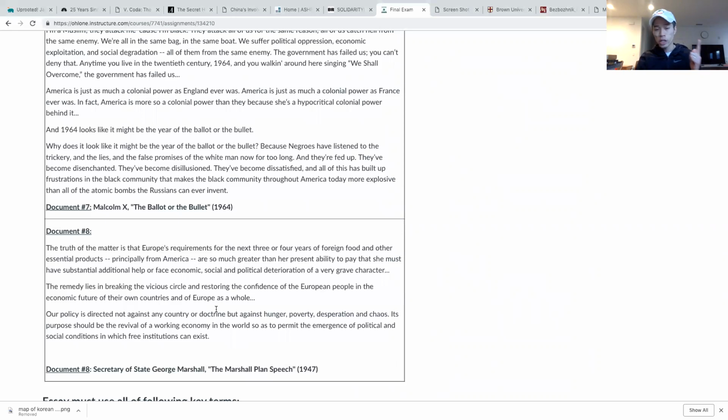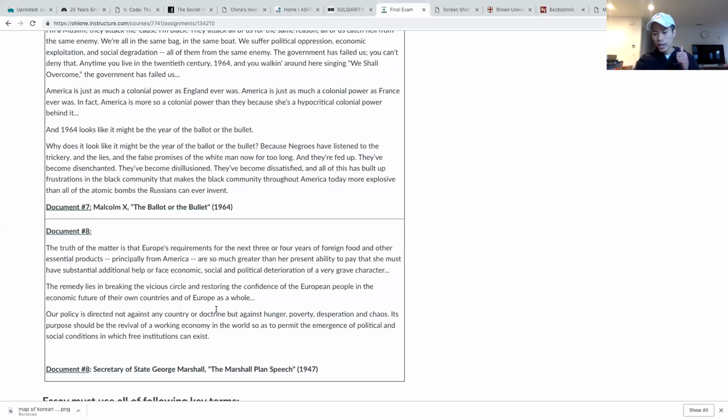Now, I don't have a document on Cuba, but if you look at the key terms, I have a few terms on Cuba itself. So I'm expecting a discussion of Cuba. And last but not least, I'm expecting a full analysis of the Vietnam War. So that's 4 major events that define the Truman Doctrine. And with each one of those events, I expect at least a good paragraph on every single one of them.